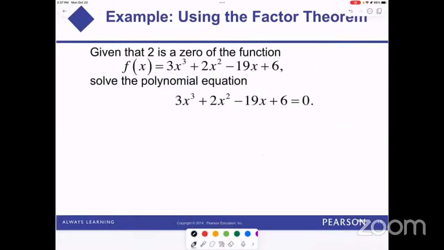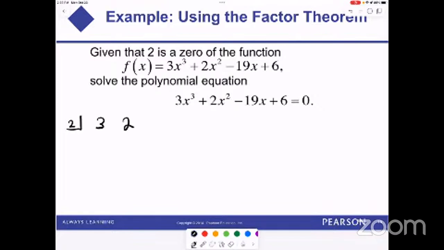So first, let's verify that 2 is indeed a 0 of this polynomial. When we do synthetic division with 2 in the chair, our remainder should be 0. So here's our 2. Our coefficients, we have 3, 2, -19, and 6.